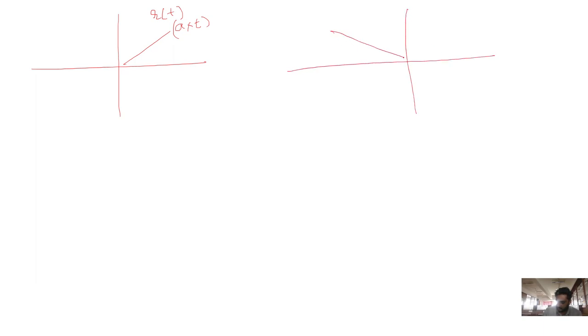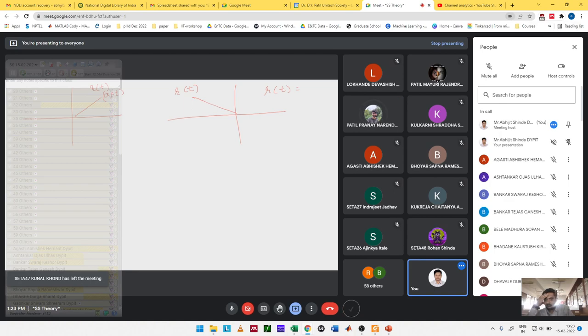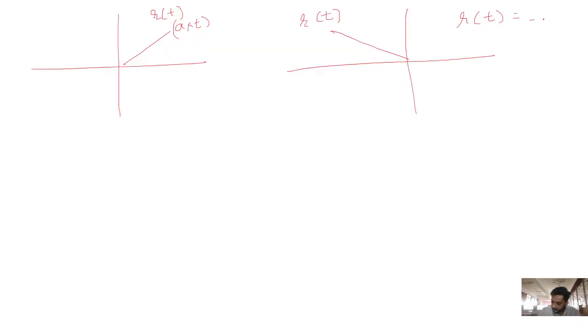Can anyone tell me what will be the value of this r of t? R of t in this case will be equal to, can anyone tell me? Minus a t. Minus a t. Okay, is it the case? Sure? How many of you agree? Yes, sir. Sure it will be minus? Let me take the value of t. T is equal to 1. So what will be its value? This will become minus a, right?